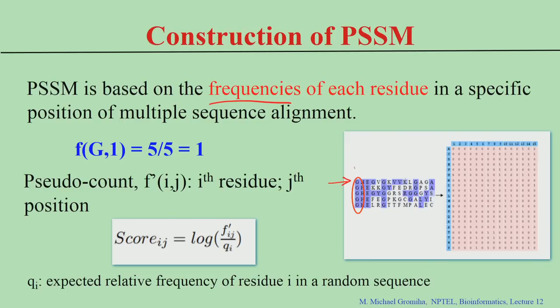If we take position number 1, 2, 3, take position number 1. What is the probability of having G in position number 1? What is the frequency of occurrence of glycine in position number 1? You can see 1, because there are 5 sequences, and among the 5, all are glycine, so 5 by 5 is equal to 1. Likewise, what is the occurrence frequency of glycine in position number 4? 2 by 5, that is 2 divided by 5, equal to 0.4.